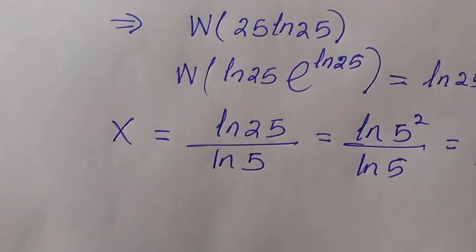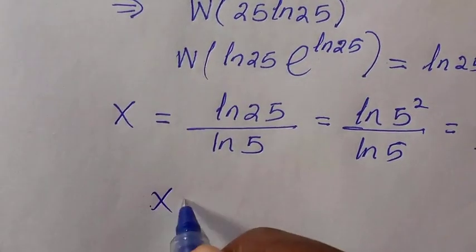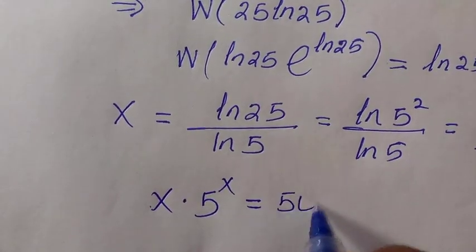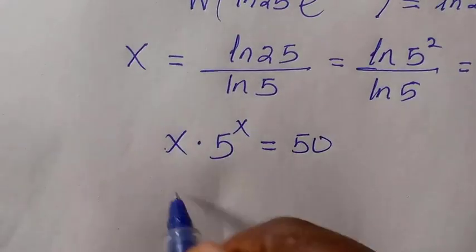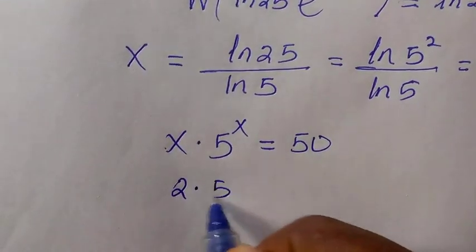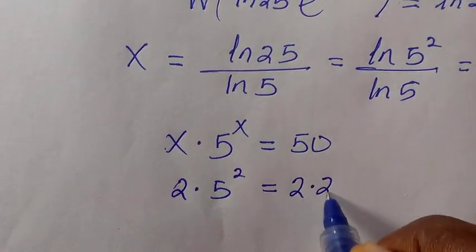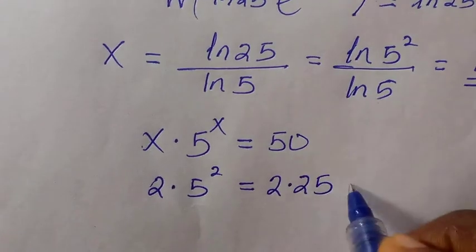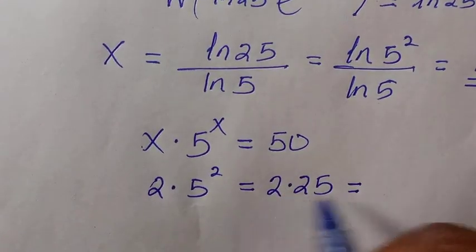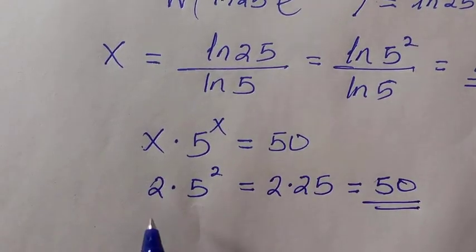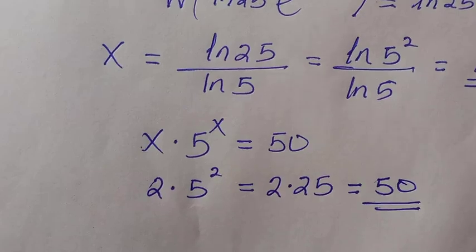So we can just try to verify if it satisfies the exponential equation we are given. We have x times 5 to the power x equals 50, and when x equals 2, we have 2 times 5 to the power of 2, which gives 2 times 25, which is 2 multiplied by 25, equals 50. So therefore x equals 2 satisfies this equation.